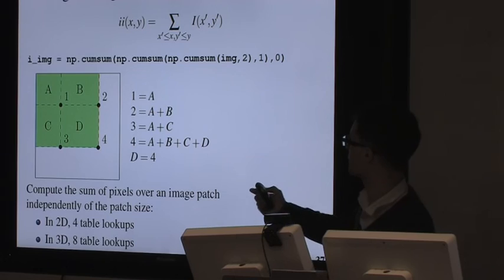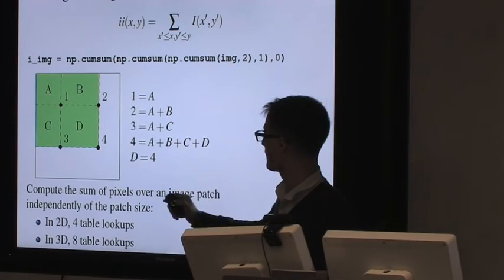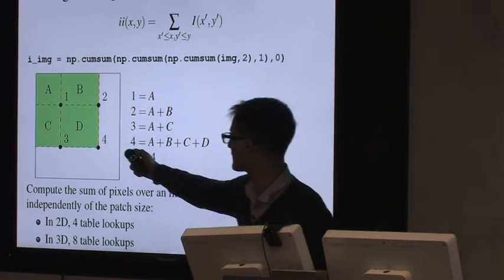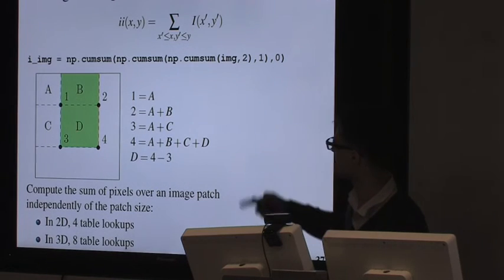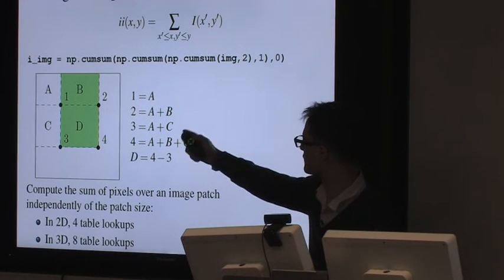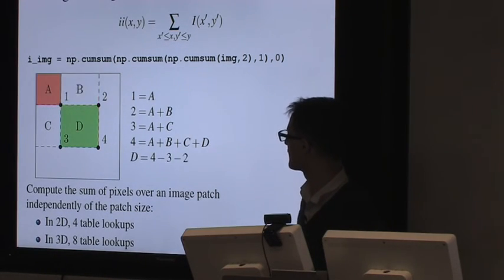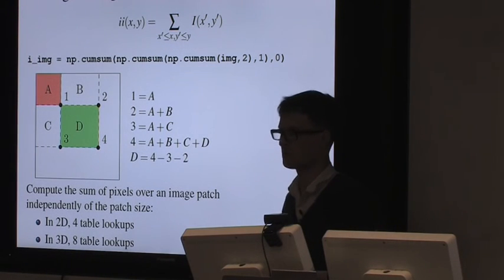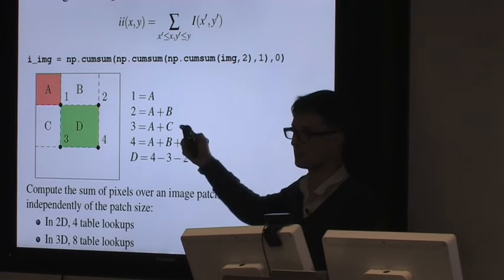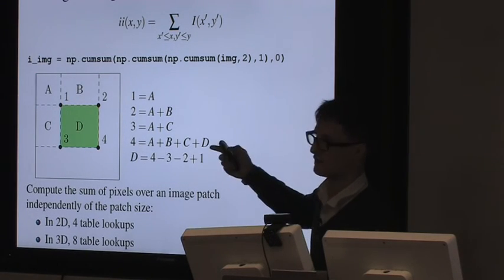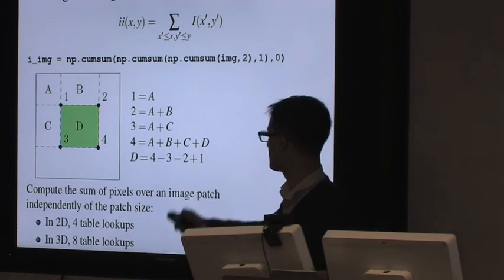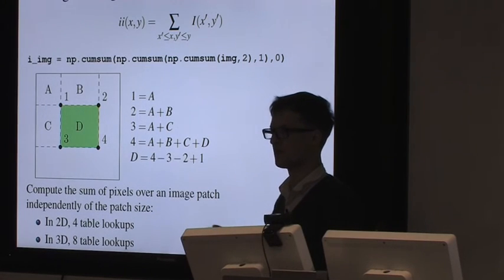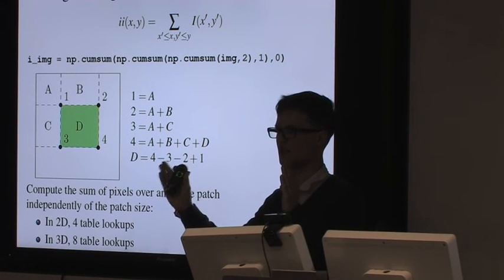So let's say what you want is D. To have D, you start by pixel 4. Then you remove pixel 3 so that you remove A and C. Then you remove pixel 2 so that you remove A and B. But you removed A twice, so you add it again. And that way, in just 4 table lookups, you get the intensity.